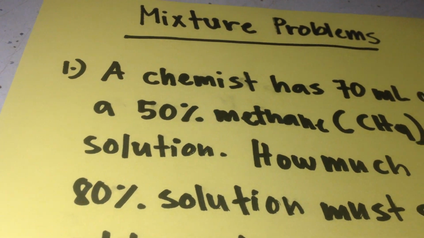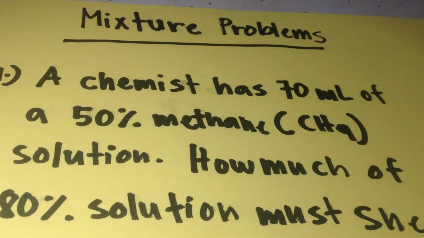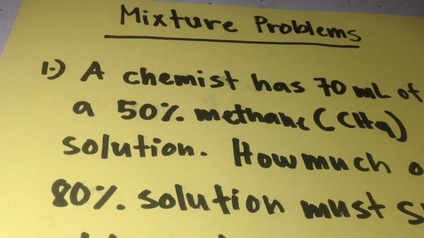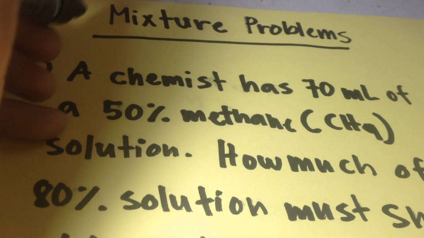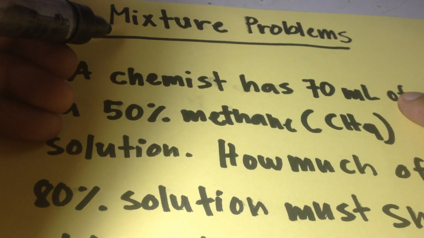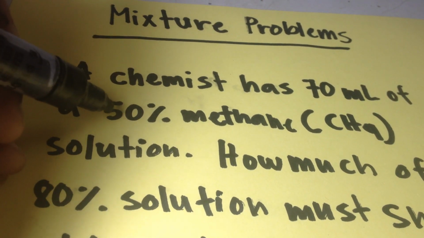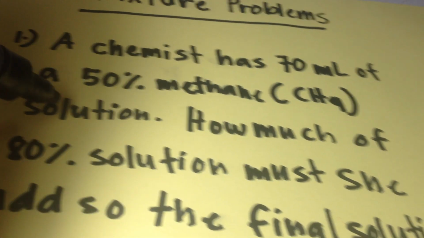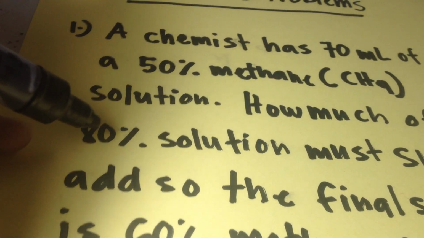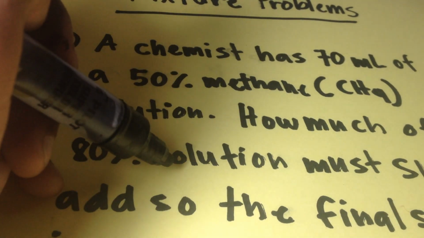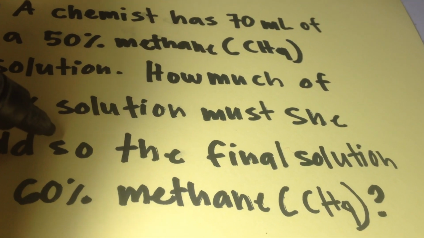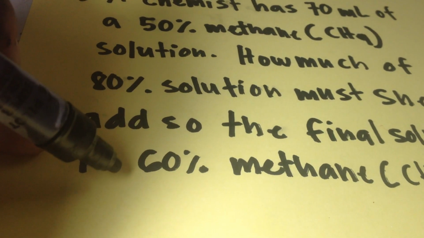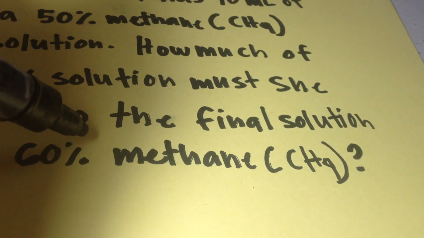In problem number 1, a chemist has 70 ml of a 50% methane solution. So we have a start and a part of the methane solution. How much of an 80% solution must she add? The final solution is 60% methane.